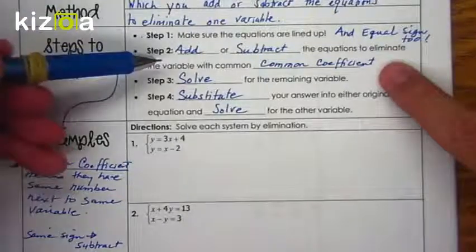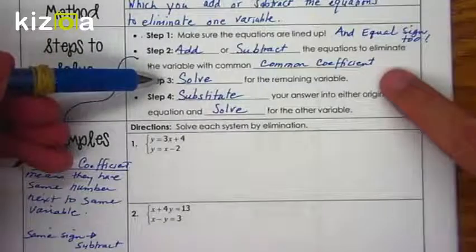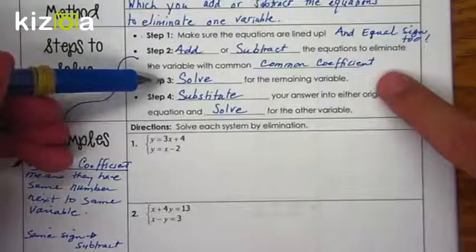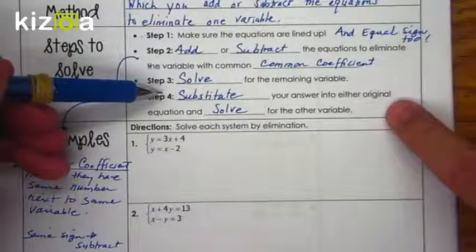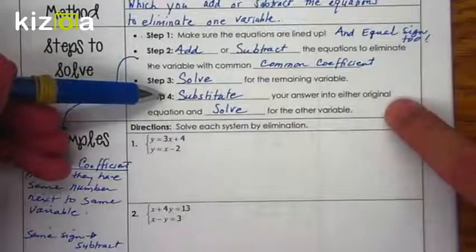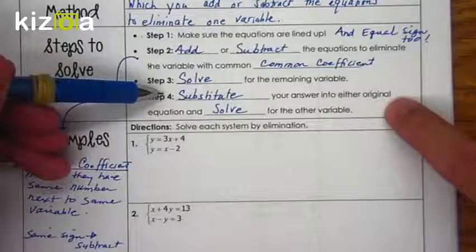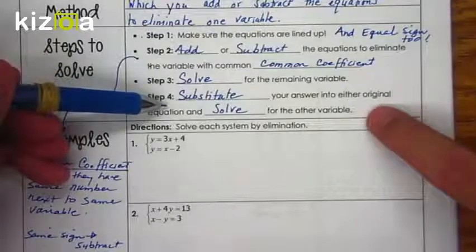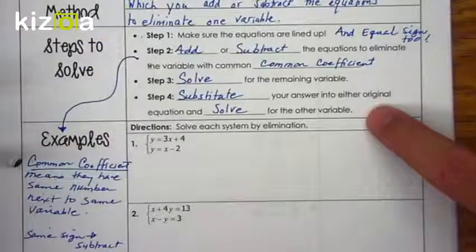Once you do that, that allows you to solve for a singular remaining variable, either x or y. You'll get the value of x or y, and you'll be able to substitute that value into one of the original equations and solve for the other variable, the one you eliminated in step 2.